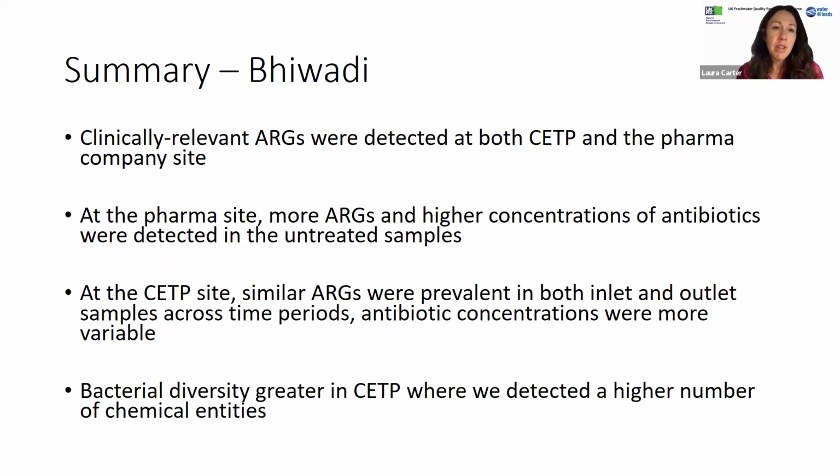At the manufacturing site, we typically saw high concentrations of antibiotics in comparison to the CETP, and we saw higher concentrations in the untreated samples in comparison to the treated samples coming from the manufacturing site. At the CETP, we saw similar types of ARGs present both in the inlet and the outlet, and this was across all of the time periods that we sampled, but antibiotic concentrations, as I said, were more variable.